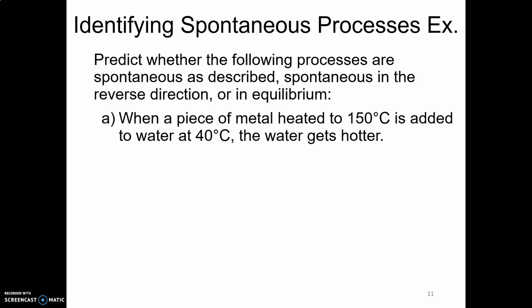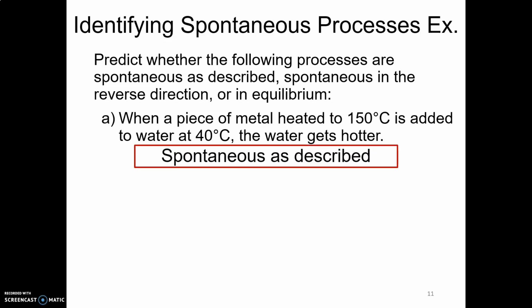All right. So if you take a piece of metal that's super hot, heated to 150 degrees Celsius, and you add it to water, and then all of a sudden the water gets hotter. Do you have to do anything to make the water get hotter? No, right? The heat transferred from high to low spontaneously. So this is a spontaneous process. Now the opposite of this would be non-spontaneous. Yes, absolutely.